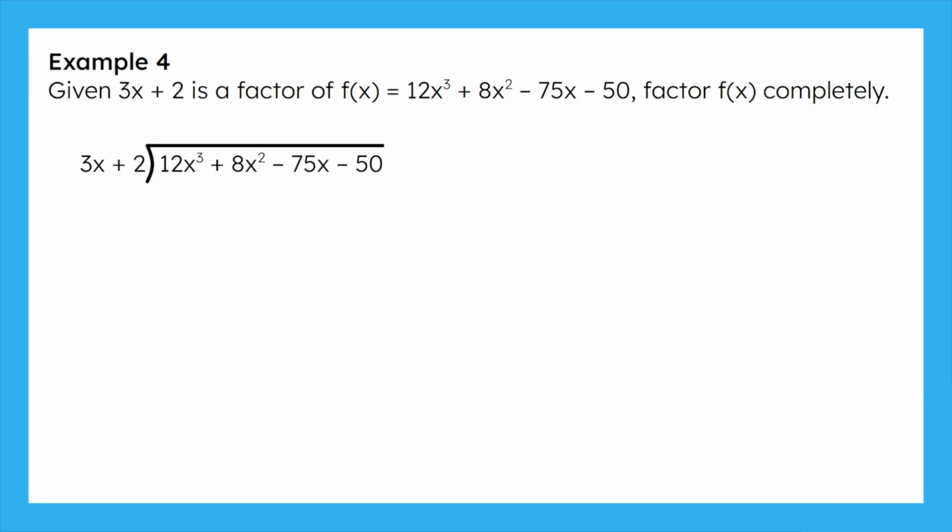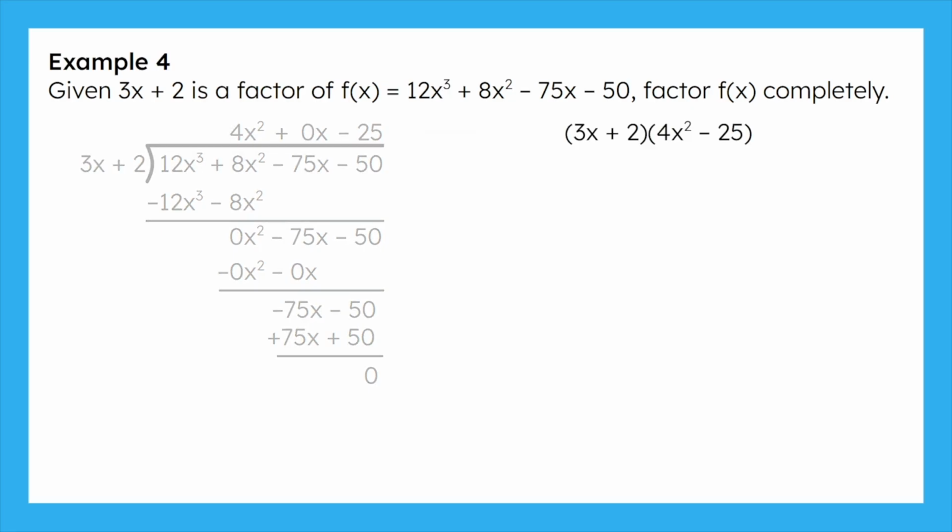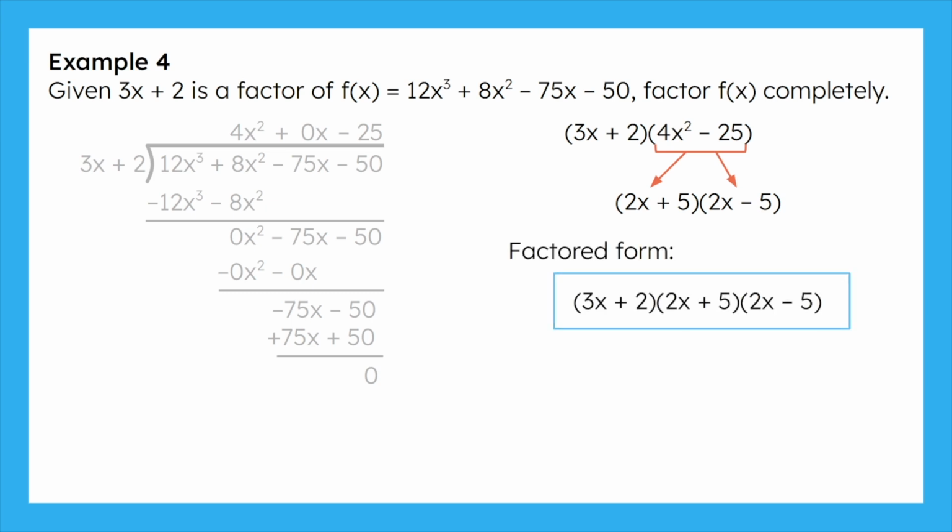To start, we divide f of x by 3x plus 2, which gives us the factored form 3x plus 2 times 4x squared minus 25. 4x squared minus 25 can be factored to 2x plus 5 times 2x minus 5, which means the factored form of f of x is 3x plus 2 times 2x plus 5 times 2x minus 5.